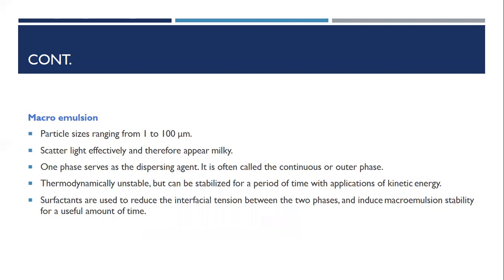This type of emulsion is thermodynamically unstable but can be stabilized for a period of time with applications of kinetic energy. Surfactants are used to reduce the interfacial tension between the two phases and induce macroemulsion stability for a useful amount of time.